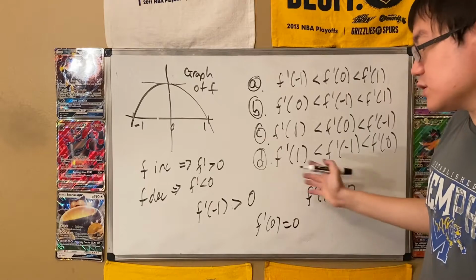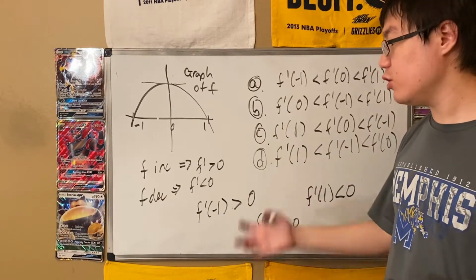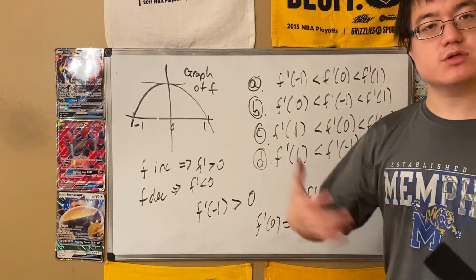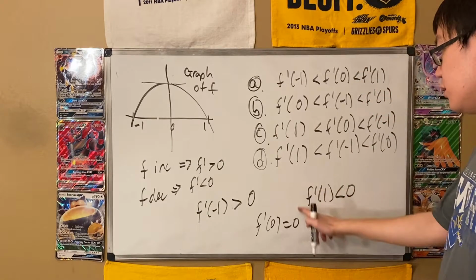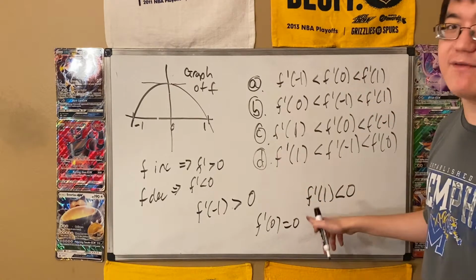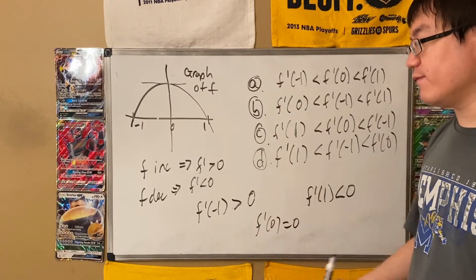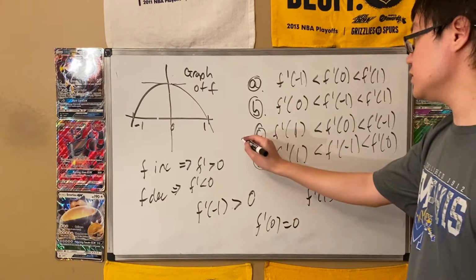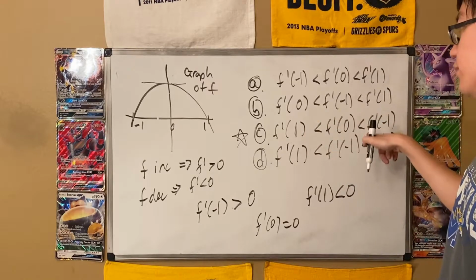Hopefully you see that from this 3 information, we're going to be able to sort them, even if we don't know exactly what f prime of negative 1 is and f prime of 1 is, because we know which one is negative, which one is positive, and which one is 0. So it looks like my smallest thing is the negative, f prime of 1. Then the middle thing is f prime of 0. And finally, the biggest thing is f prime of negative 1. So it looks like my answer choice is going to be C. The negative thing, 0, and then the positive thing.